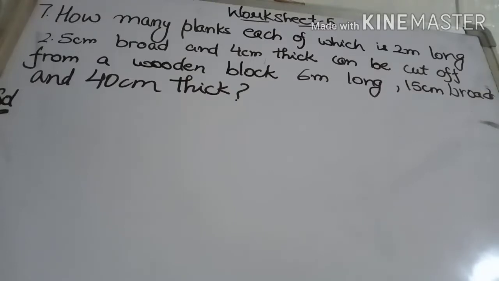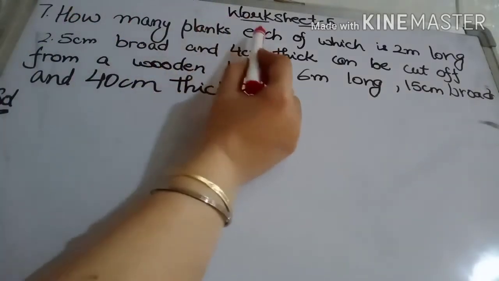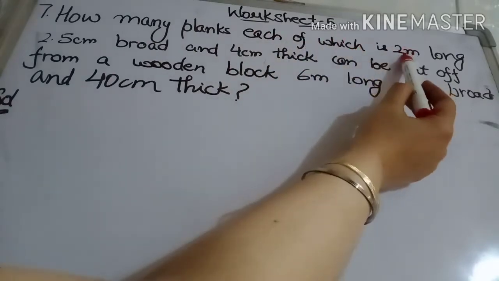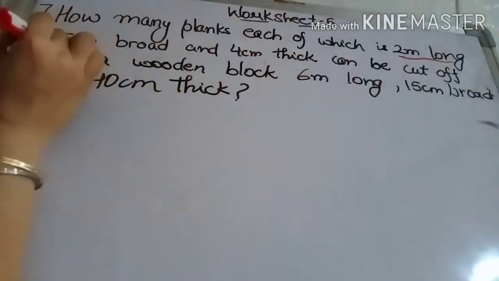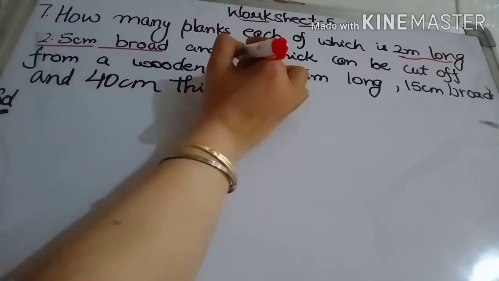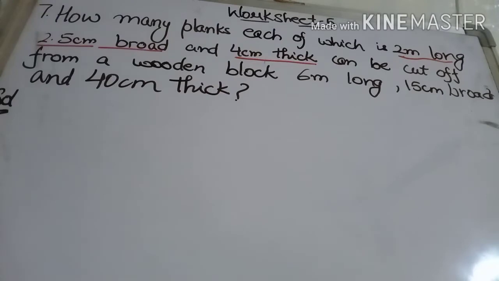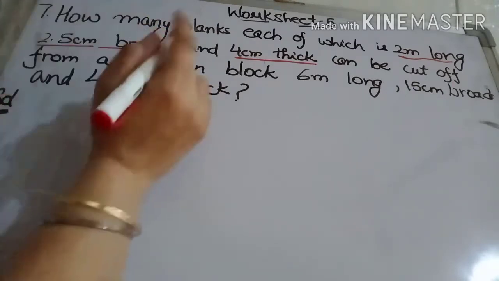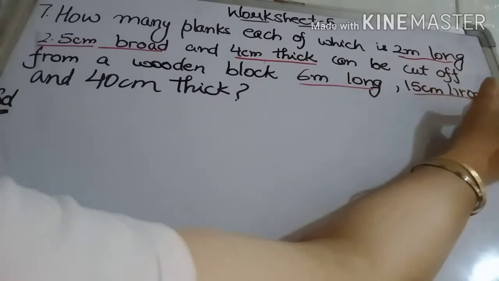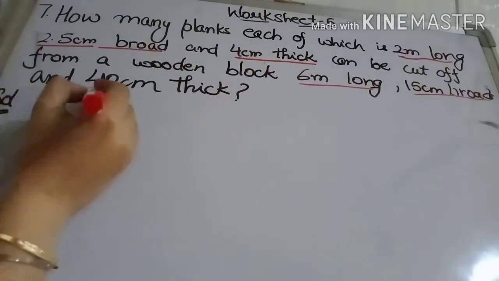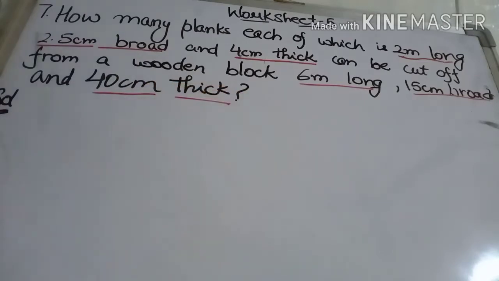Let's solve sum number 7. How many planks, each of which is 2 meter long, 2.5 centimeter broad, 4 centimeter thick, can be cut off from a wooden block 6 meter long, 15 centimeter broad and 40 centimeter thick? So here in this sum, you have to cut wooden planks from a big wooden block whose dimensions are 6 meter long, 15 centimeter broad and 40 centimeter thick.